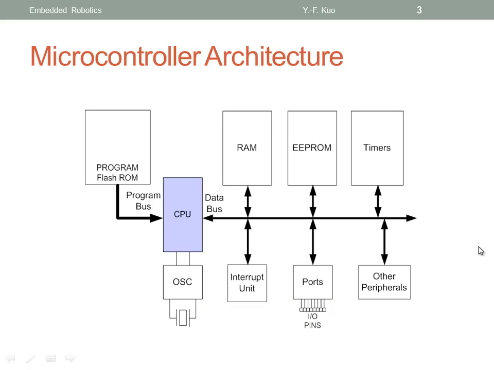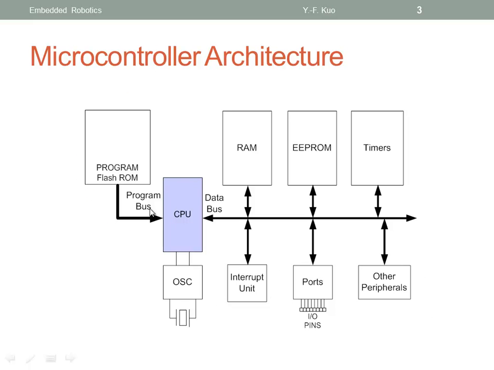And this is the architecture of the microcontroller. A microcontroller is basically like a mini computer. There's a CPU inside the microcontroller, and there are memories like the flash ROM, RAM, and EEPROM, and input and output, like the IO pins that you can use to communicate with the peripherals.